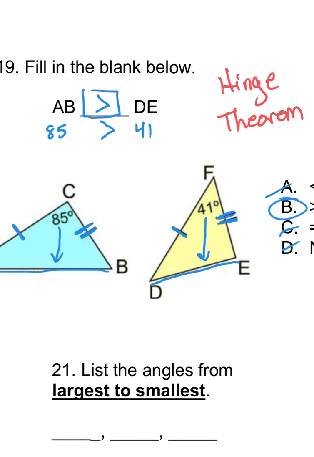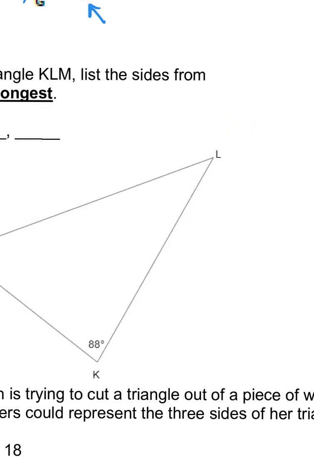Moving on to 20. So for this one, it says, given triangle KLM, list the sides. I want to list the sides from shortest to longest. Okay, so in order to do this, we need to know the angle measurements. And right now, I know angle M, I know angle K, but I don't know angle L. We can figure out angle L, though. We know that all three angles in a triangle add up to 180 degrees.